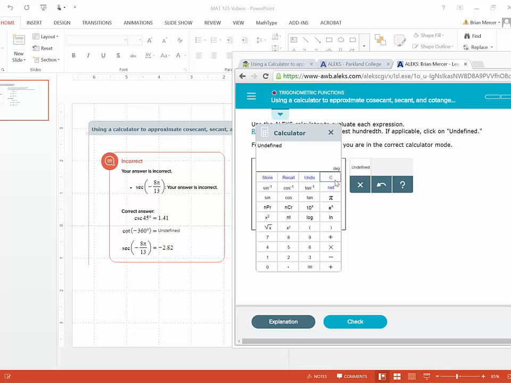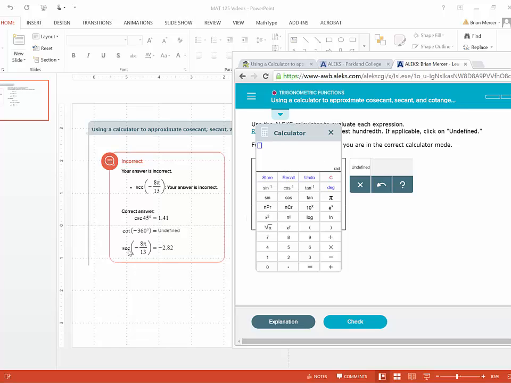And then the third part, and this is common for people to mess up, we need to switch the calculator to radian mode since we're using radian angles. So I'm going to click the radian button right here. That's the degree radian button. Every time you click it, notice that this little thing in the corner changes. So right now it says radian, so I'm in radian mode.